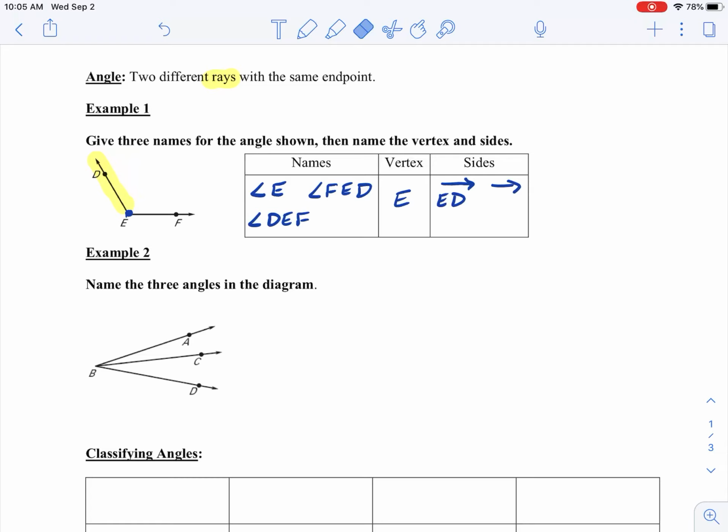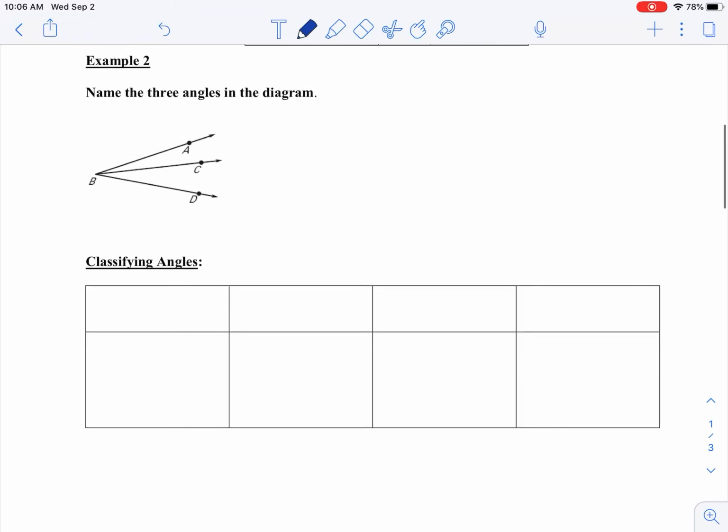And my second side, so let me clear this one here, my second side would also have to start with E, because again, we are starting with our vertex or our initial point, and it's EF. So I would call the other side ray EF. So those are kind of the components of an angle. We have three possible names for it, and we can't use those all the time, which you're going to see in example 2. We have one vertex and we have two sides that are rays. So also a little practice on our notation there.